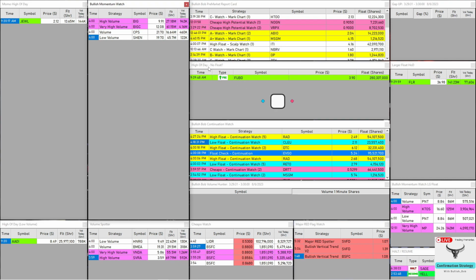Below that, we have the high of day no float. This is a newer scanner, and what this is for is to really go and find stocks that are gapping up in the pre-market session that may not have that float listed.